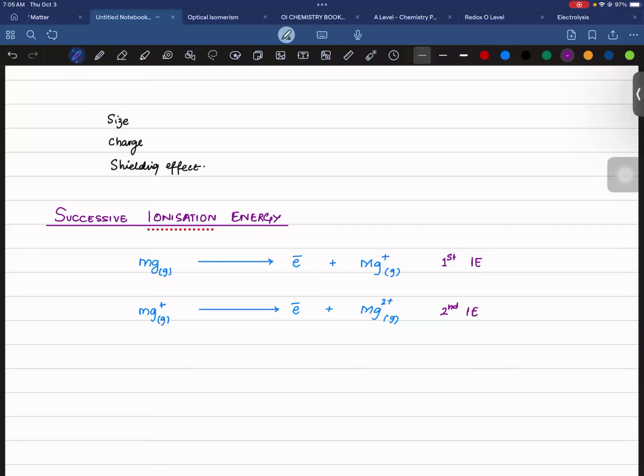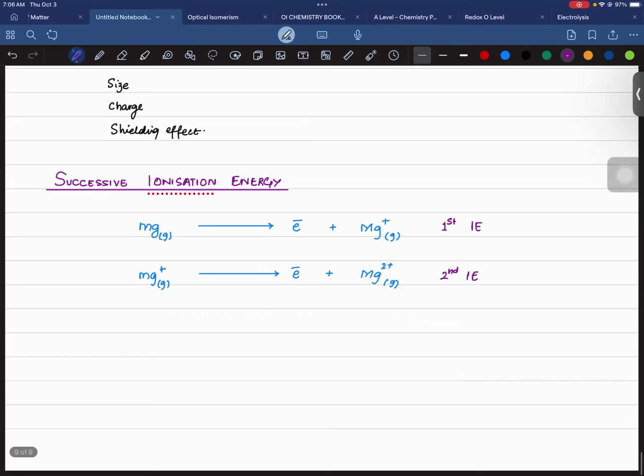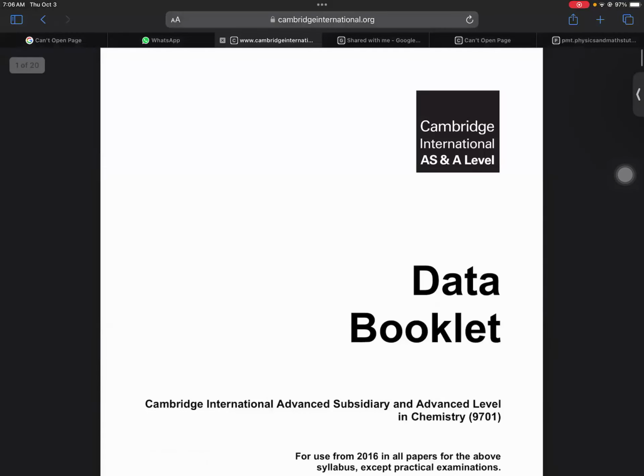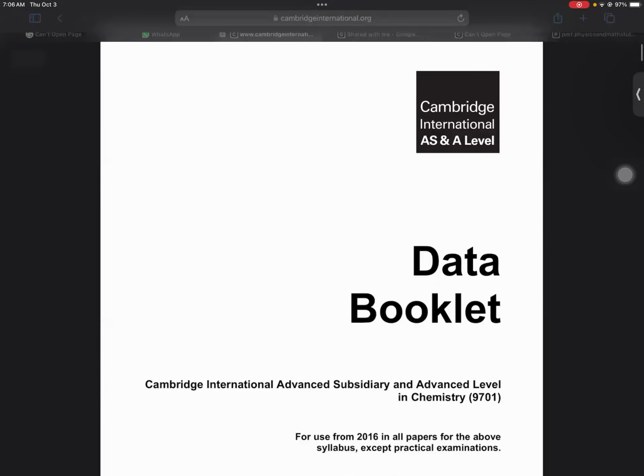So the thing is that if we are going to remove more than one electron, the ionization energy is going to increase. Let me show you the data booklet, in which you would see a lot of ionization energies. As you can check over here, the successive ionization energies, just like that.